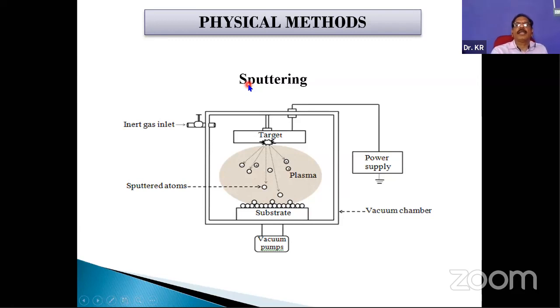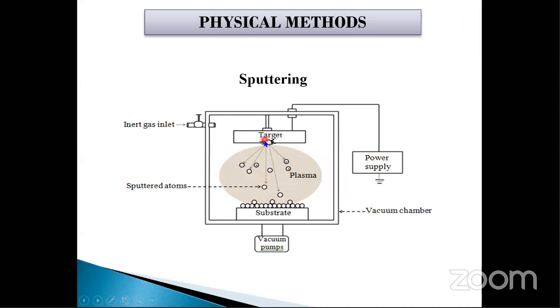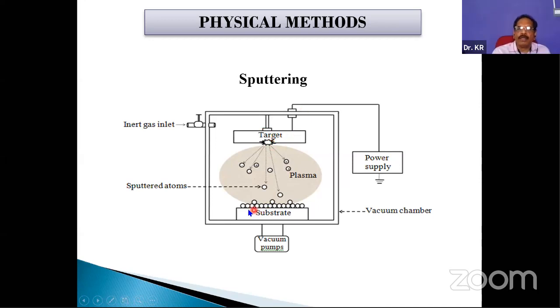In this sputtering technique, the apparatus consists of a vacuum chamber, which is highly evacuated using vacuum pumps like oil pumps and rotary pumps. The source material to be deposited as a thin film on the substrate is mounted as a target at the top of the chamber. And the substrate on which the film is to be deposited is placed at the bottom of the vacuum tube.